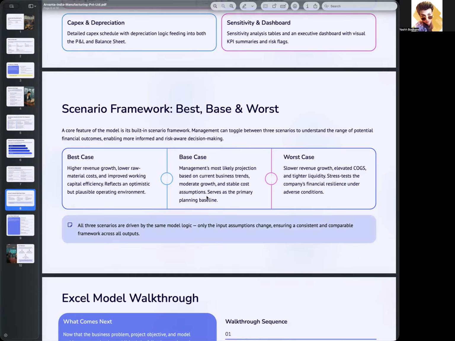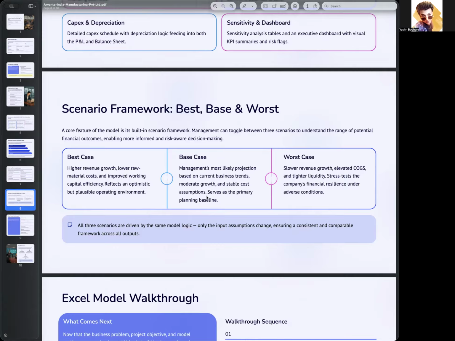An important point is that the underlying formulas remain the same across all three scenarios. Only assumptions change. This creates a fair and consistent comparison because the financial logic does not change from one scenario to another. So now that the business context, project objective, and model architecture are clear, I'll move into the Excel workbook and explain how the model works in practice.